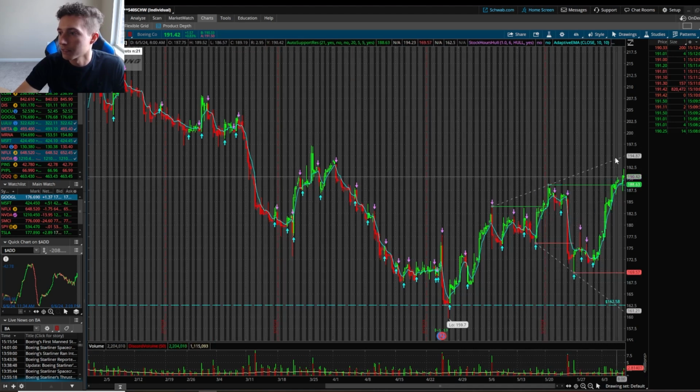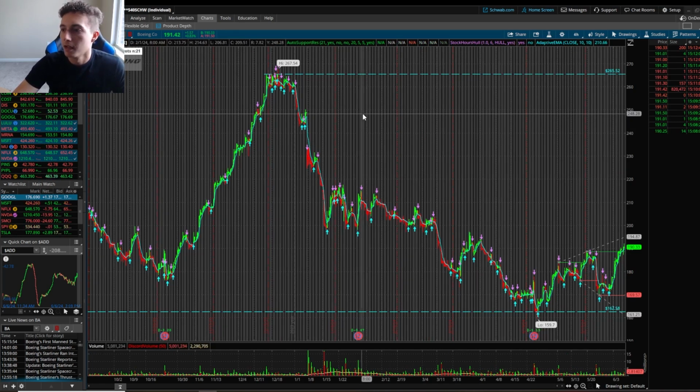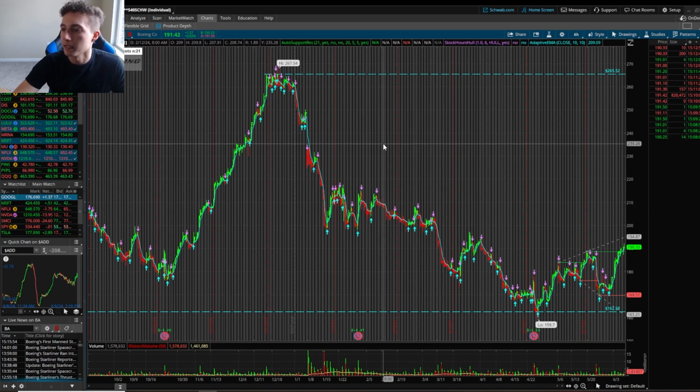I'm going to clear this out. This is from a few days ago. But what I'm going to do here is look on the 4 hour for a support or a resistance that I may be able to take advantage of. Just by eyeballing this right now, it looks like this is going to be the closest resistance that I'm going to be able to take advantage of.